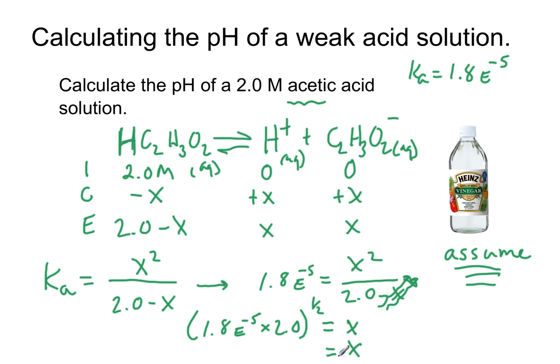So in order to do that, I do 1.8 e to the negative fifth times 2. And I'm going to square root that. And I made an error. Oops. I get the square root of 3.6. And I get 0.006 as my x value.